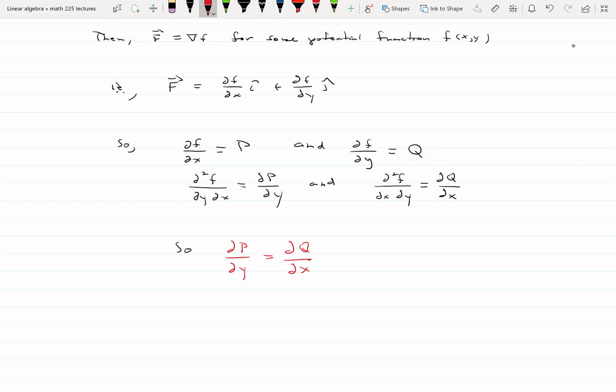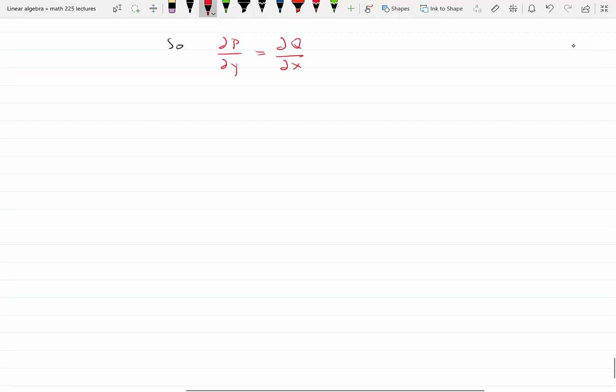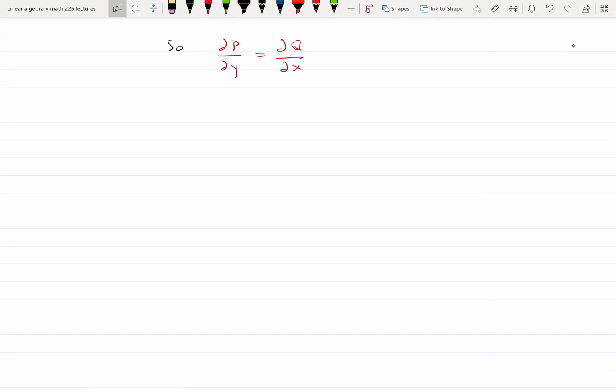If you take the first component of your force, the p, and take its derivative with respect to y, and you get the same thing if you take the second component of your force and take its derivative with respect to x, that's the test. Now, I proved this one way. I've shown that if we have a potential function, then this equation must be satisfied. But the test works both ways. We won't prove the other direction, and you're not responsible for the proofs.